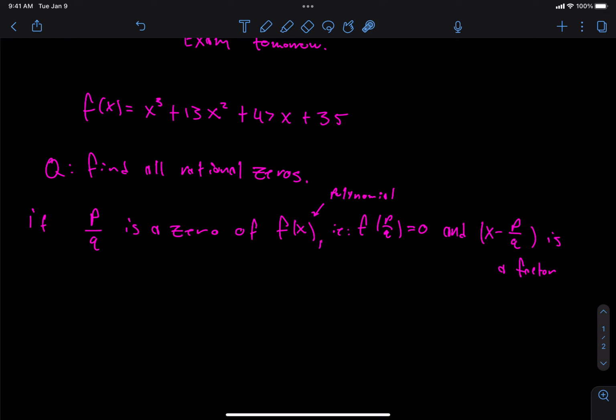Okay, so these three things mean the same thing. P over Q is a zero, f of P over Q is equal to 0, and x minus P over Q is a factor. They are all three equivalent. It's like saying the same thing in different ways. I was going to say languages, but it's all the same language.